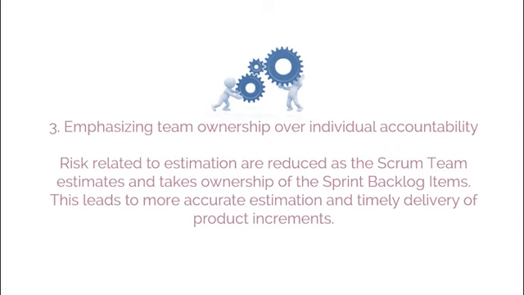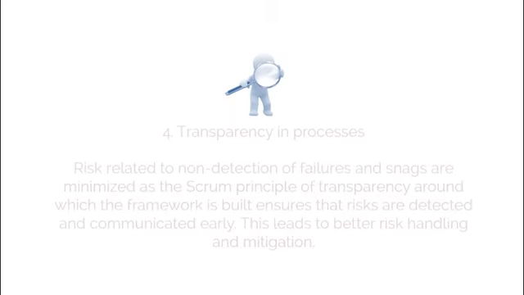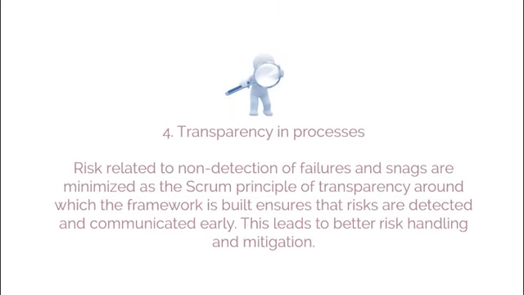Risks related to estimation are reduced as the Scrum team estimates and takes ownership of the sprint backlog items. This leads to more accurate estimation and timely delivery of product increments. 4. Transparency in processes. Risk related to non-detection of failures and snags is minimized as the Scrum principle of transparency, around which the framework is built, ensures that the risks are detected and communicated early. This leads to better risk handling and mitigation.